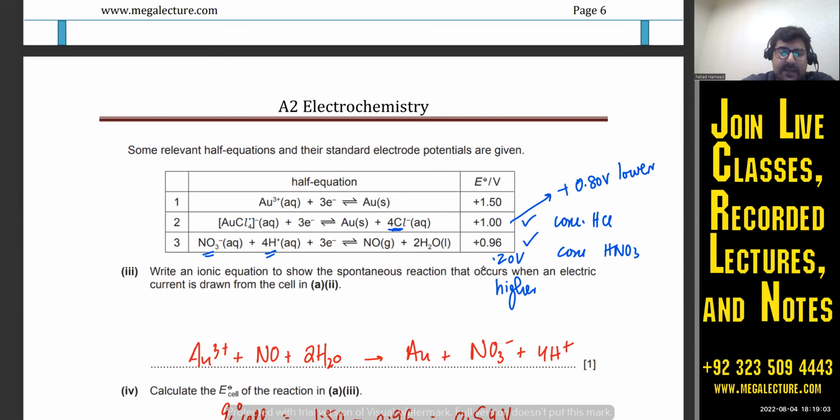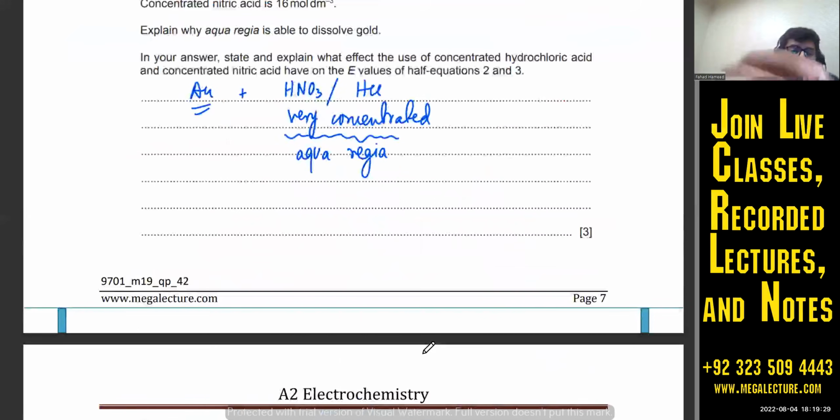But when you use concentrated HCl, the equilibrium shifted backwards and the potential became lower. Or yahan pe when you use concentrated nitric acid, the equilibrium shifted forward and the potential increased. So the lower one actually became the higher one, and the higher one actually became the lower one, which is why the reaction was able to happen. So that's what you're going to explain.